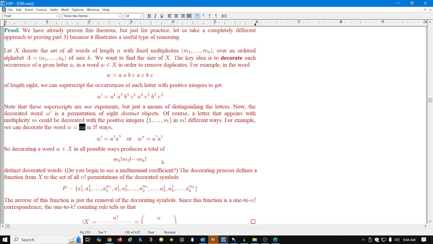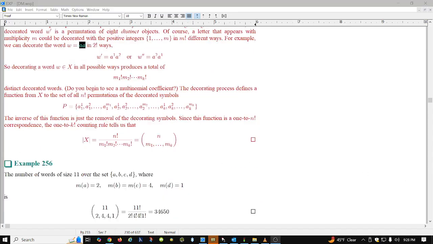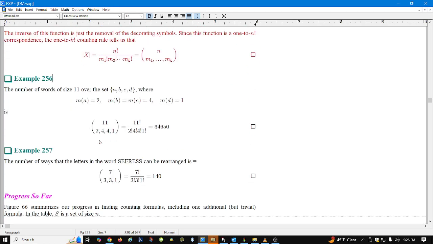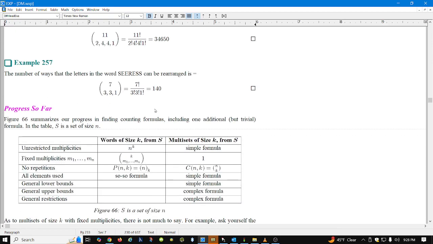But this process of decorating is useful in many contexts. If you have a bunch of things that are the same and you wish they weren't, this is a technique that can oftentimes be instructive. Not always, but here are a couple of examples. They're pretty straightforward, so I'll let you take a look at them yourself.